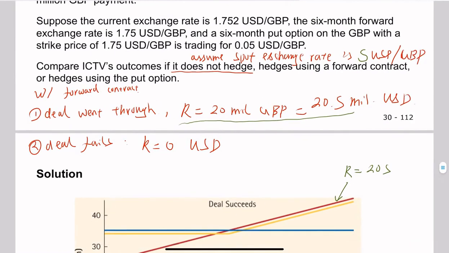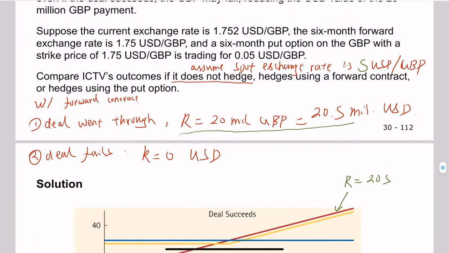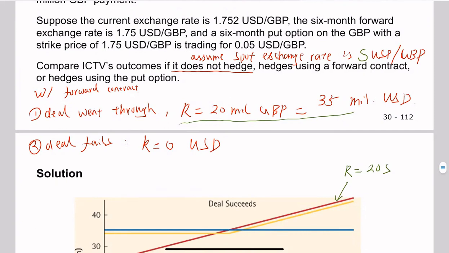So if the deal went through, now you can see that the firm has entered into this forward contract, so it will have a fixed exchange rate. And you can see that the forward exchange rate is 1.75, right? So basically the firm's revenue would be 20 times 1.75 million US dollars, which is just 35 million US dollars. The case when the deal went through is very easy, just a simple number, $35 million. But you have to be careful with this case.